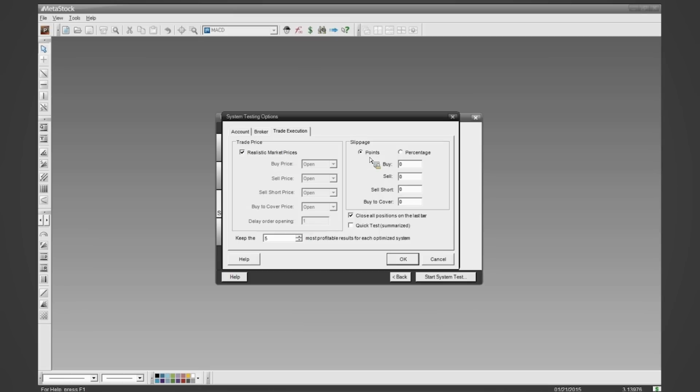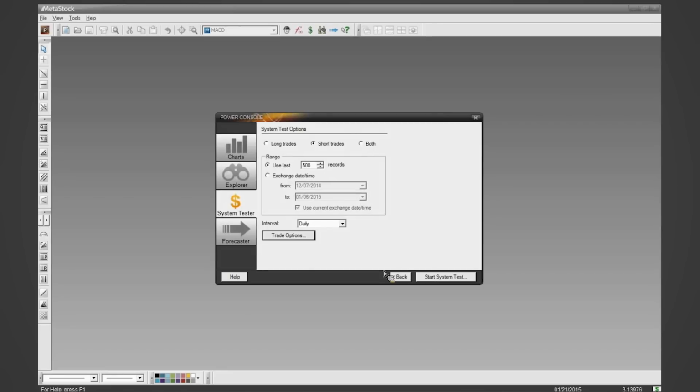You can also come in here and account for points or slippage. So you could say if I'm accounting for 1% slippage when I'm getting into a trade, you can set that here as well. But I would just leave that as a default for now until you become more advanced in the system tester.